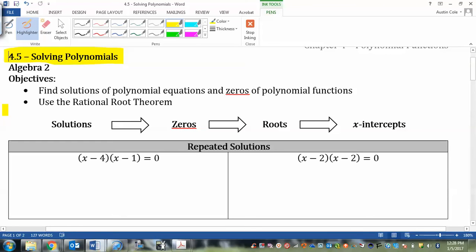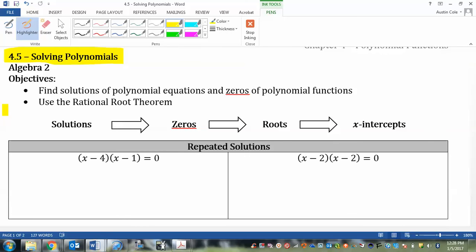It's titled Solving Polynomials. Now, one thing we need to understand here is that when I say solutions, hey, find the solutions, that's the same thing as finding the zeros. When I say, hey, find the zeros, that's the same thing if I were to say roots. I don't use roots a lot. Or if I say any one of those three things, it means x-intercepts. So essentially, we're just finding where the graph crosses the x-axis.